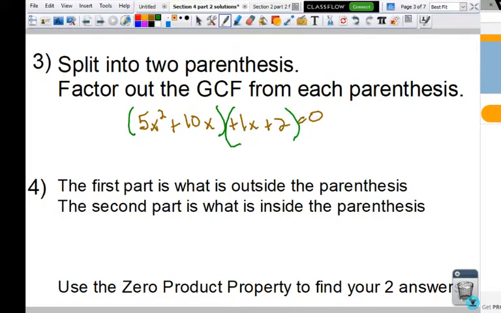Do we have to solve that? And then we have to take out whatever we can from each parenthesis. So what can I take out of a 5x squared and a 10x? 5 and an x. Five. That'd be 5x. Now, this one, what can I take out of a 1x and a 2? Just a 1. No, man. I can do 1.